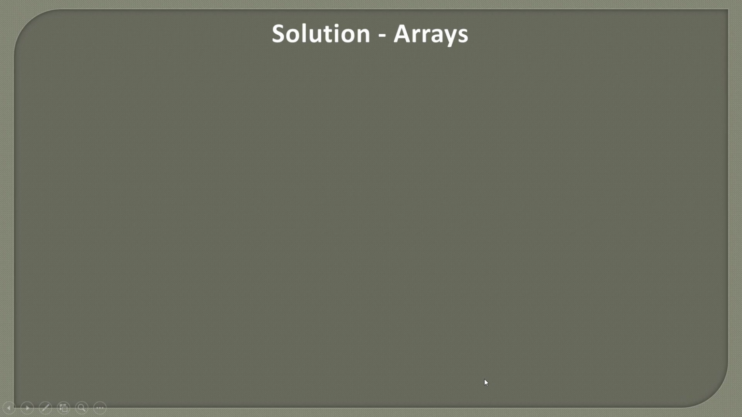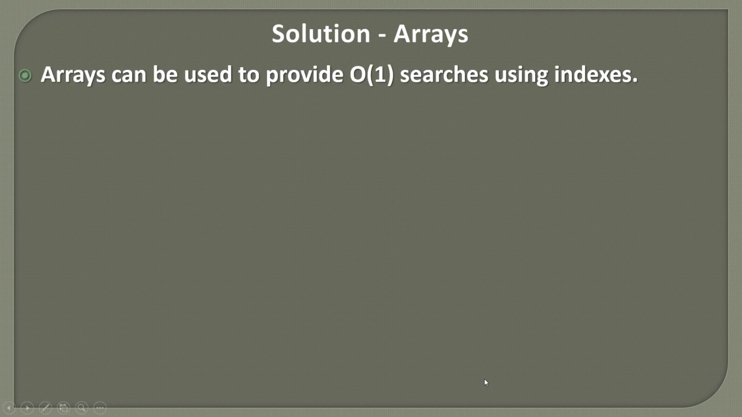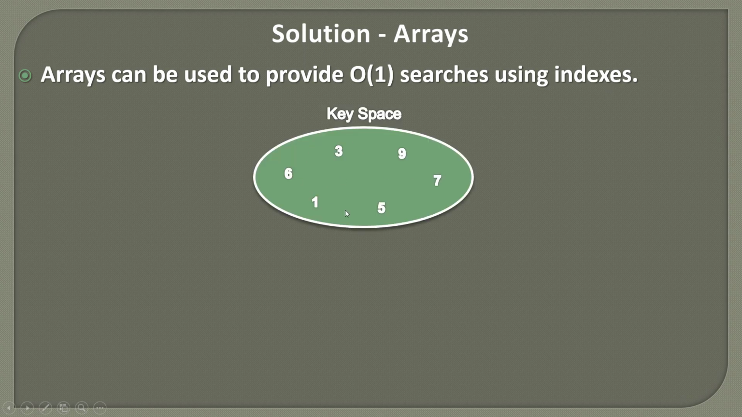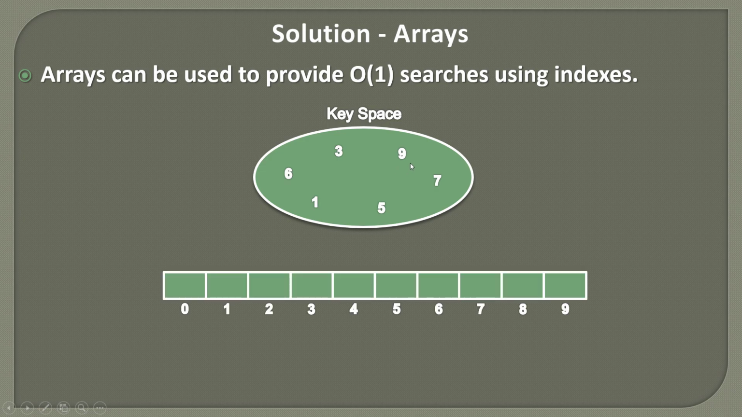So if you see, one solution is if we take the array data structure. Now why array? Because array can be used to provide O of 1 searches using indexes. So let's suppose we are given these elements 6, 1, 3, 5, 9, 7, and we want to search in these elements and we want the search to take O of 1 time. So among these elements we will see which is the highest element, which is 9. So we can simply create an array whose last index is 9, which means we create an array of 10 elements where the last index is 9.